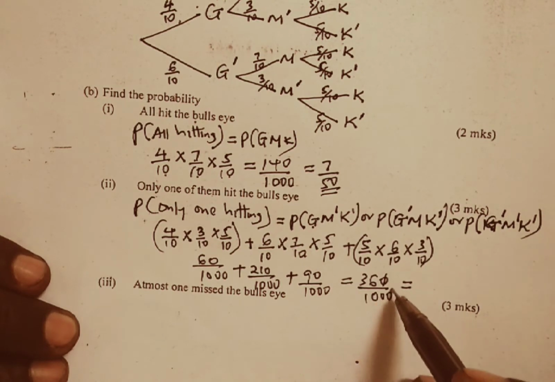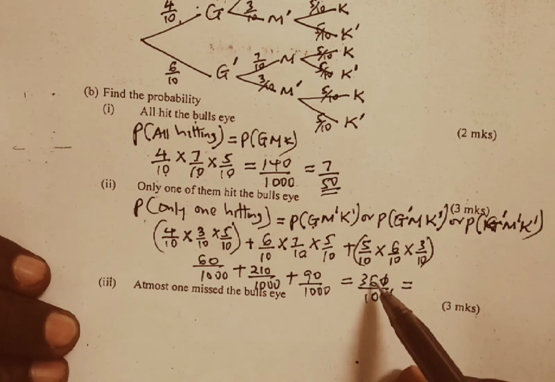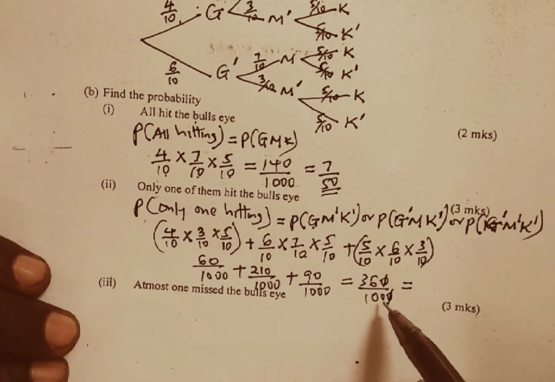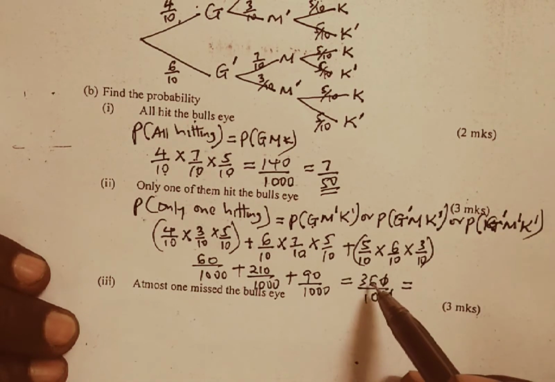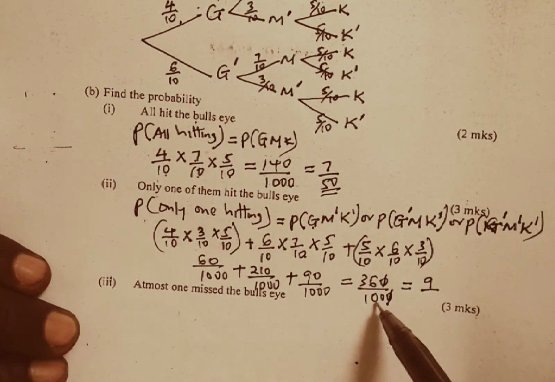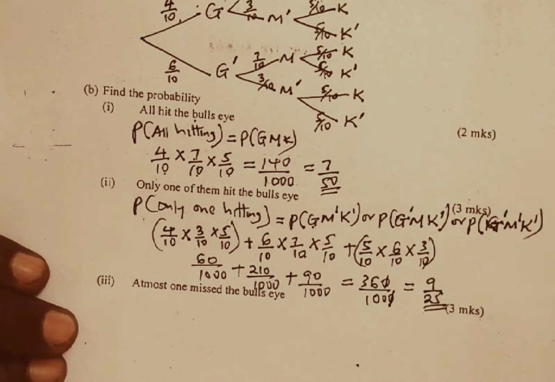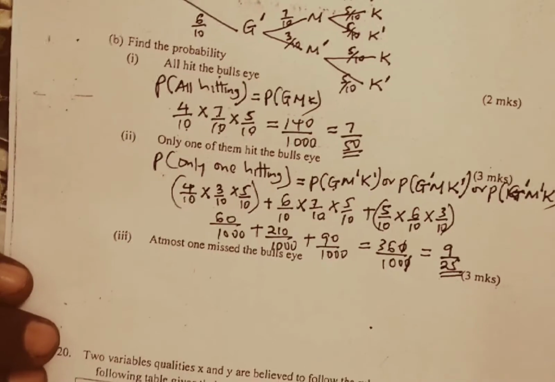Or a 0 and a 0 will go, so that we remain with the 36 out of 100. And the common factor between 36 and 100 is 4. So 36 divided by 4 you get 9. 100 divided by 4 you get 25. And that is the answer to that particular question.